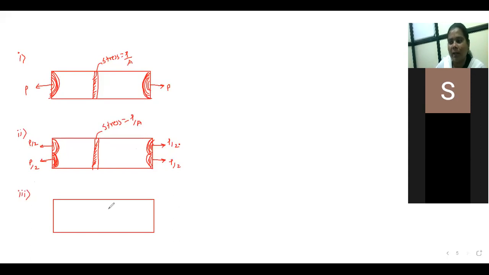You have to apply the same force, that is, the intensity is the same, but you have to divide it into 3 parts. So P by 3, P by 3 and P by 3. If you take the addition, you automatically get P by 3 plus P by 3 plus P by 3, which is equal to P. So the load is the same, but the area will be different here. Now the stress distribution also varies here, likewise.